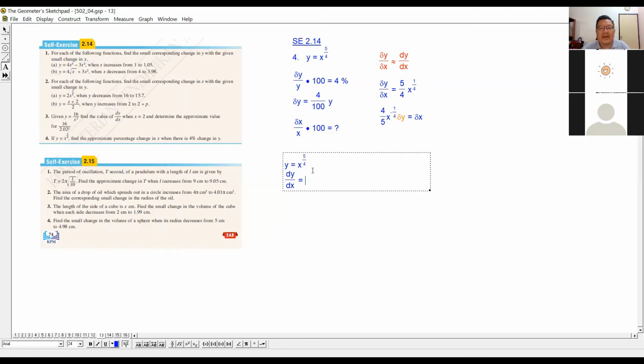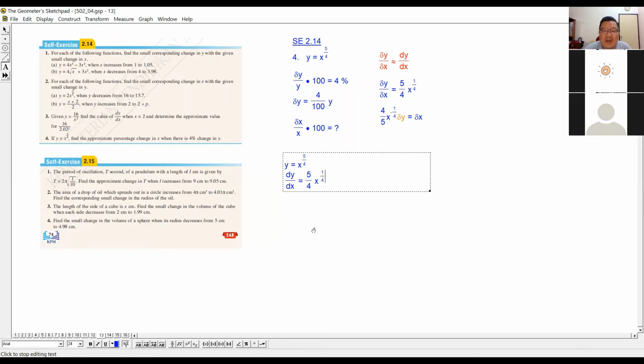Okay, right. So dy/dx, y equals x to the power 5/4. So for dy/dx, you bring down this 5/4, right? Then your x to the power of something. That something is this 5/4 minus 1. 5/4 minus 1 is 1/4. Why 1/4, right? So this is your dy/dx, right?